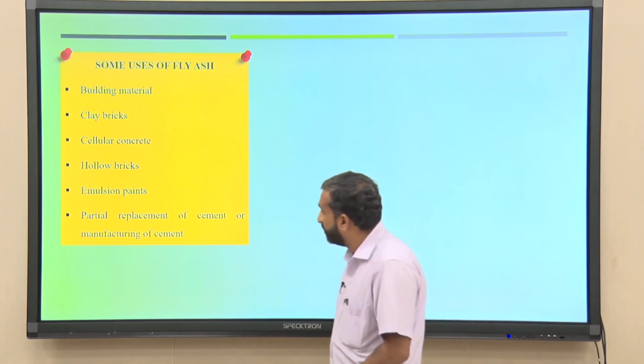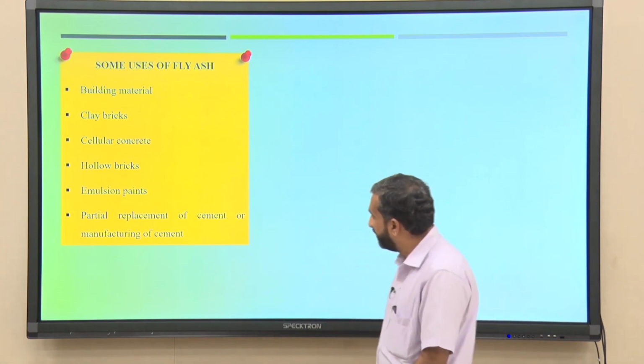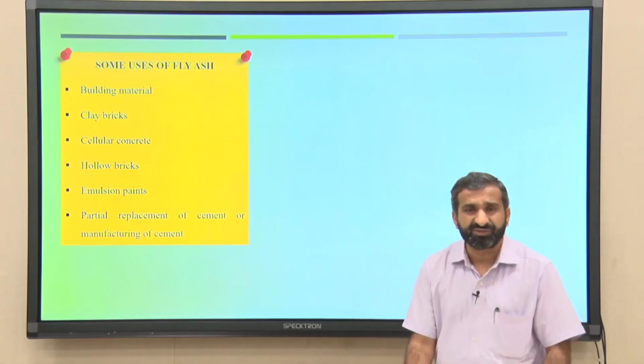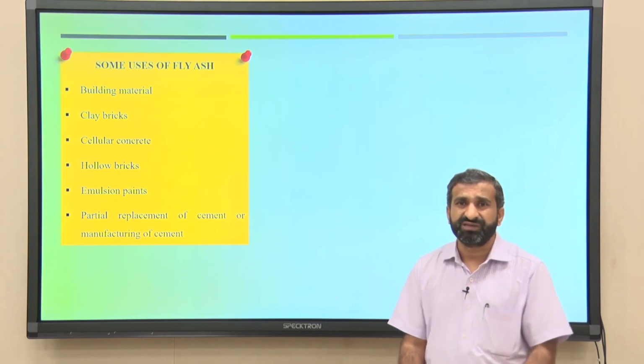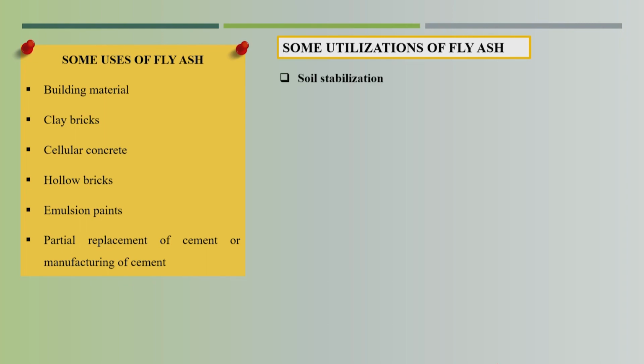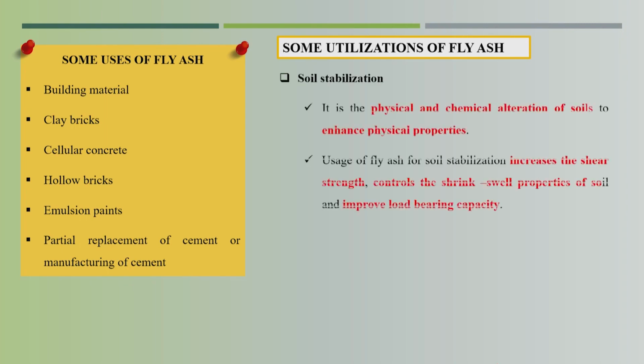Cellular concrete, hollow bricks, emulsion paints or partial replacement of cement. Even in the cement industry, 5%, 10% of these ashes could be mixed into the cement. And there are some other utilizations of fly ash for soil stabilization. It is the physical-chemical alteration of soil to enhance its physical properties.